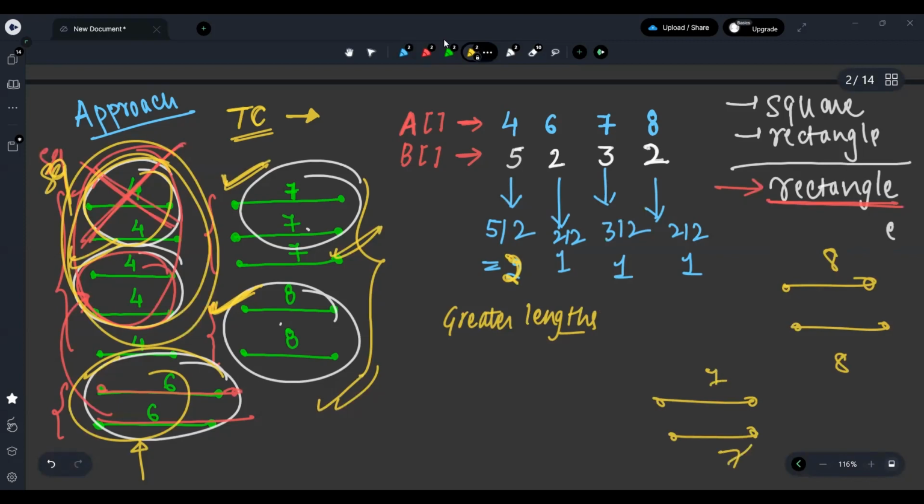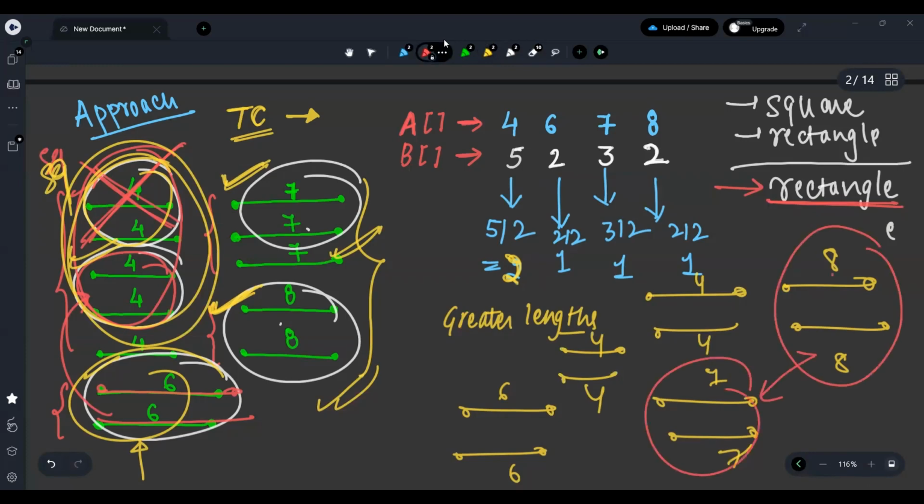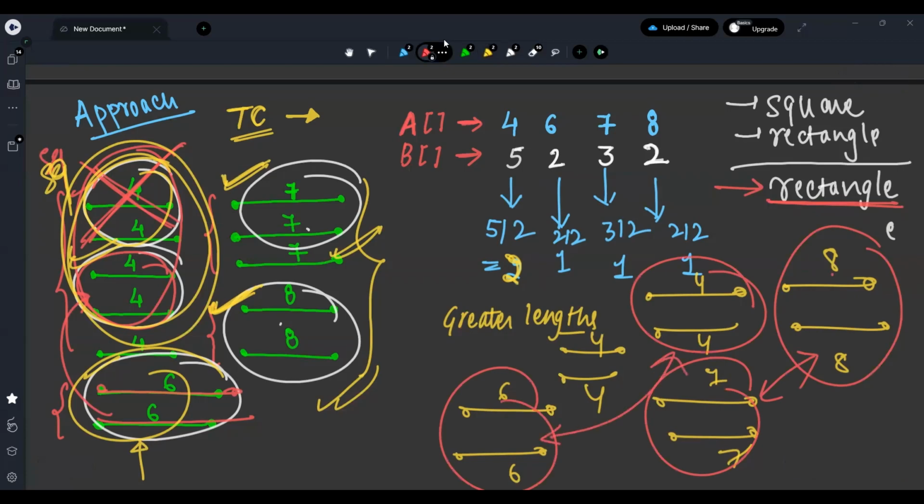Similarly, one pair is 6 6. Similarly, 4 pairs is 2 2, meaning two pairs of 4 4 are available. So what I will do, I will take the maximum ones, that is 8 8, 7 7. This will make a rectangle. 4 4 and 6 6, this will make a rectangle. So this is the thinking behind the approach that we are going to discuss. This is a big O of n solution. So this is the approach that we've discussed.